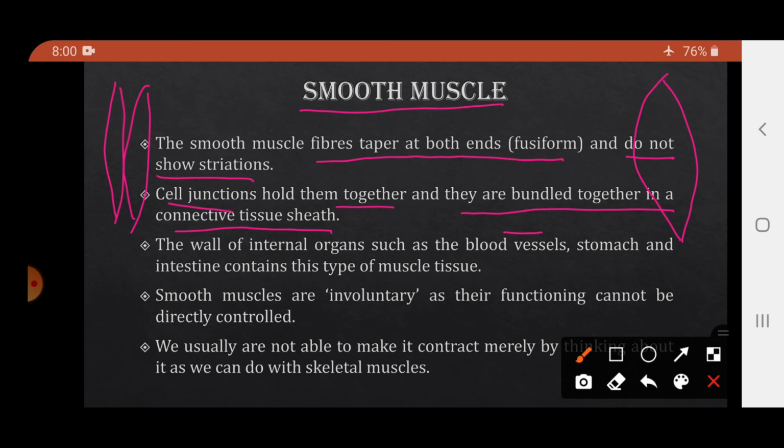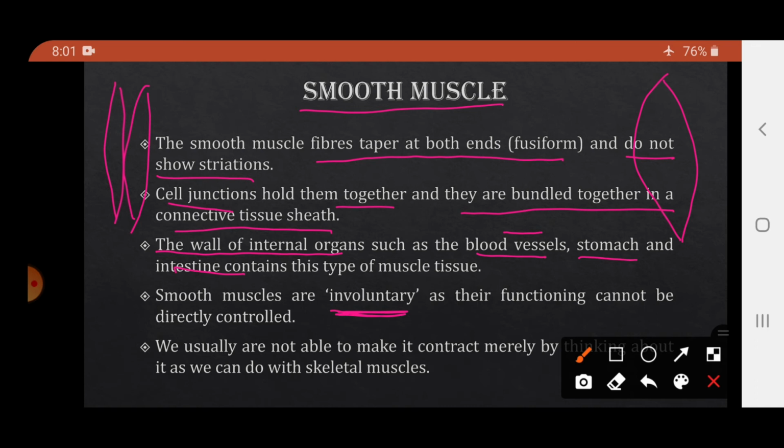Okay, where are these smooth muscles found? They are found in the wall of the internal organs like blood vessels, stomach, intestine. So basically internal organs जो भी होते हैं उनमें जो muscles रहते हैं वो कौन से होते हैं? Smooth muscles. They are called as involuntary muscles. Involuntary ऐसी चीज़ जो अपने हिसाब से काम नहीं करती. Such structures are called as involuntary.